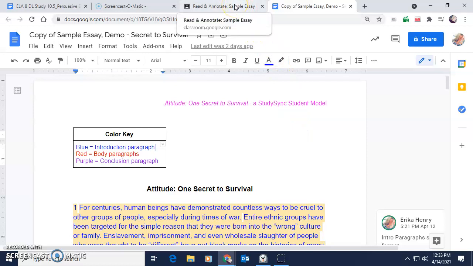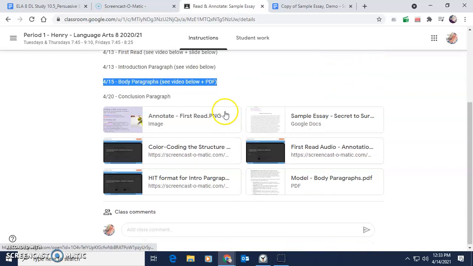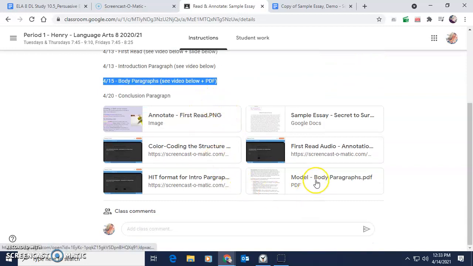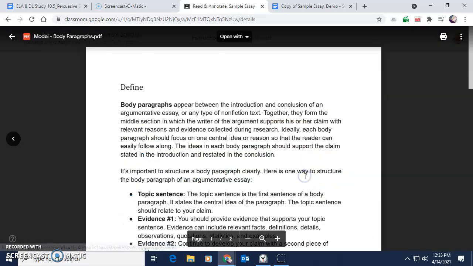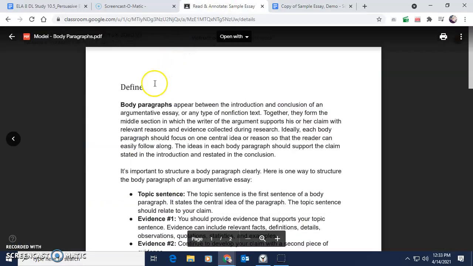Alrighty, so you should have your copy of the study. You also need to scroll down to the bottom of the assignment in Google Classroom. You also need to have the model for body paragraphs. That's at the bottom of the assignment. So you can click open that model. You don't need to open it all the way. The preview it gives is enough. So both the model and your essay should be open. Alrighty, so let's start by going through the model together.